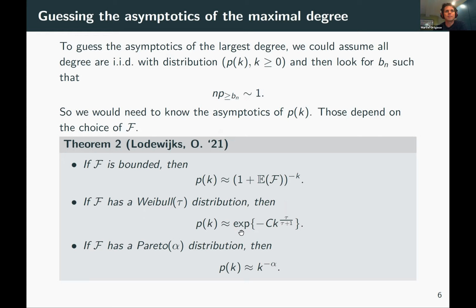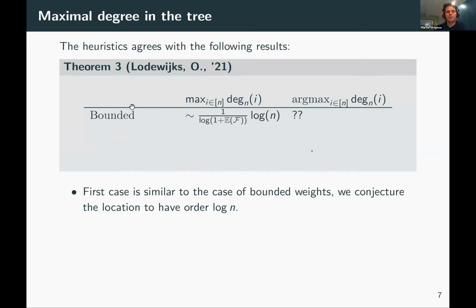Good. Okay, so I won't show you the analysis. I'll go for the more probabilistic arguments later. But if you have this analysis, you can find this heuristic that n times the tail of the degree distribution has to be of order one, and then you can find the first order asymptotics. If you plug it in for the exponential decay here, you get that the largest degree should be of logarithmic order. And indeed that's true. In the bounded case, the largest degree grows like log n, and here is the exponent you had in this exponential decay.